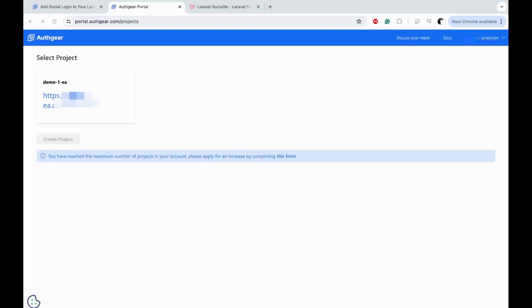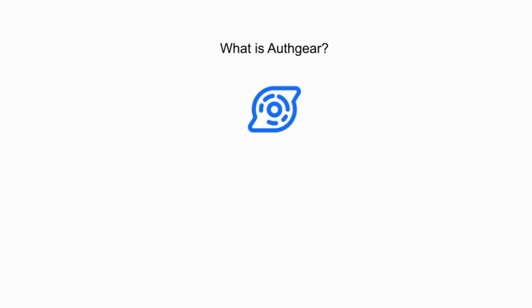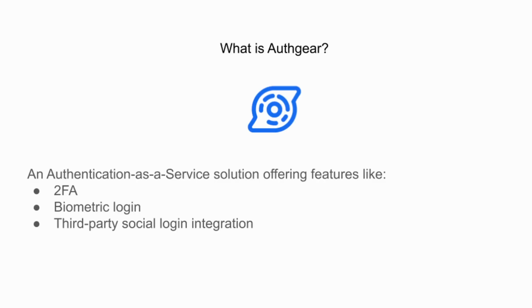Our first step for this guide is to get the OAuth credentials from the social login provider's portal. Different providers have their own unique user interface for getting the credentials. We will be using AuthGear as the provider, for example. You might be wondering, what is AuthGear? AuthGear is an authentication as a service solution that offers interesting features like two-factor authentication, biometric login, and all-in-one-place social login. I will explain all-in-one social login later in this video.